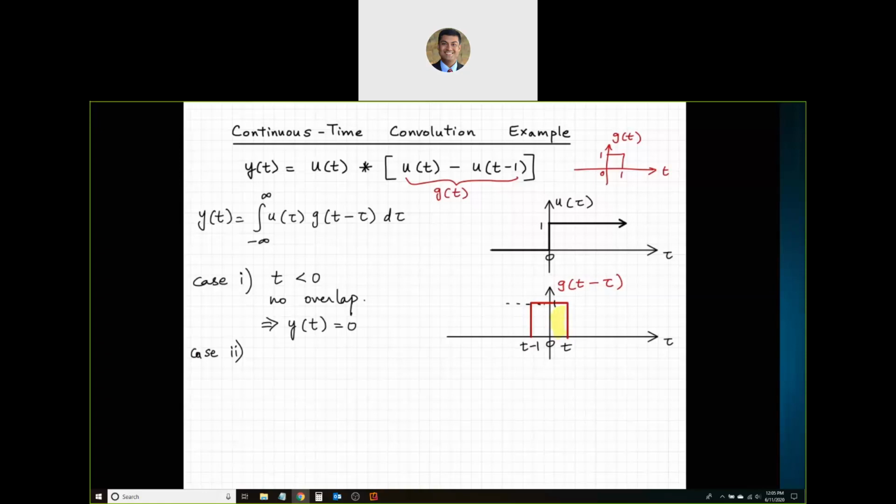And it is only going to do this as long as t is less than 1, because if t is less than 1, then the g of t will be completely inside the unit step. After that, it will follow one behavior. So this is only going to be for 0 less than t less than 1, only for one time step, where y of t is integration from 0 to t. Those are the limits on the integration. That's where the overlap is. And we are multiplying 1 with 1, d tau. Both u of tau and g of t minus tau are 1 there. So you get t there. Linearly increases.